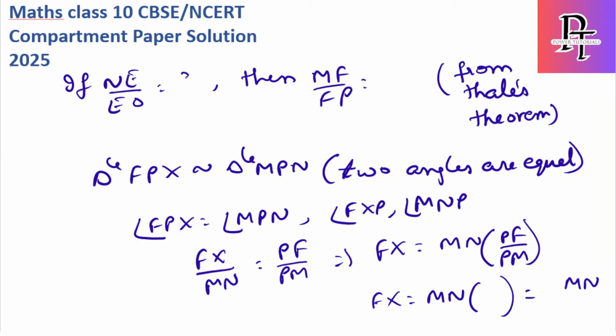Same as here, it was wrong, let me just correct it. If NE by EO is 3 by 4, then MF by FP is also 3 by 4. I want PF by PM. PF will become 4 by the total, which is 7. So 4 by 7.